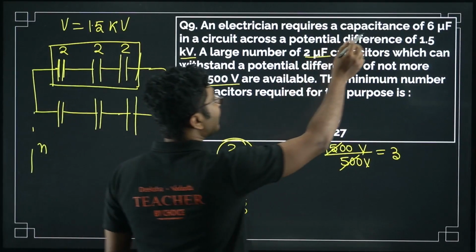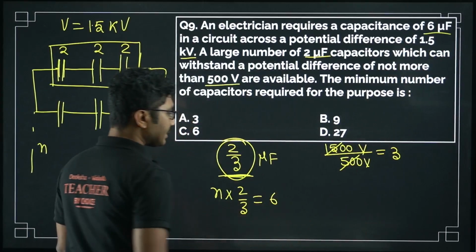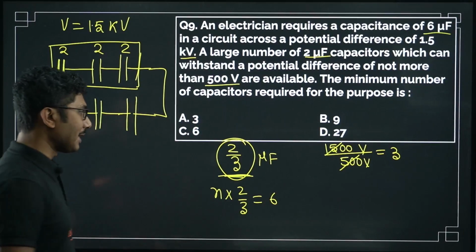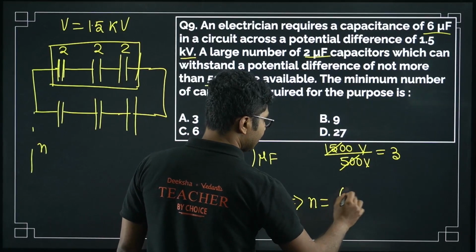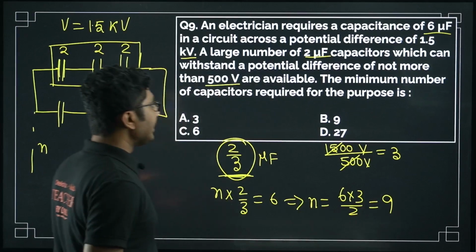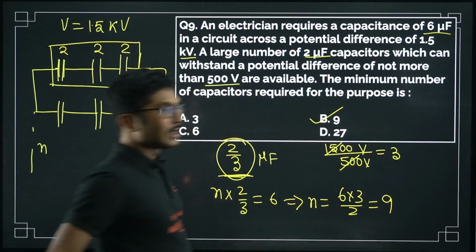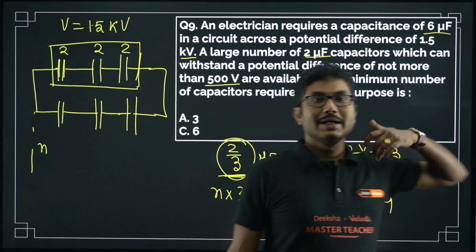And what is our target? Our target is 6 microfarad. So n should be chosen such that the result is 6 microfarad. From there you get n equals 6 into 3 divided by 2, that is equal to 9. So we need a minimum of 9 capacitors to achieve both the voltage as well as the capacitance.